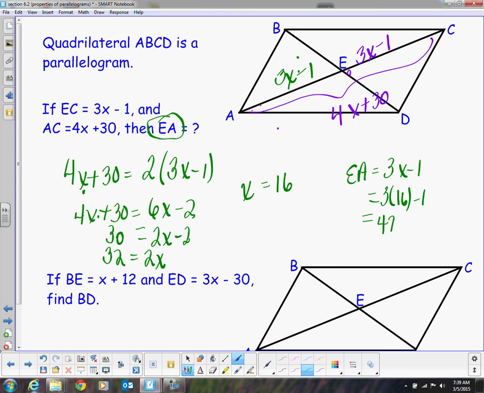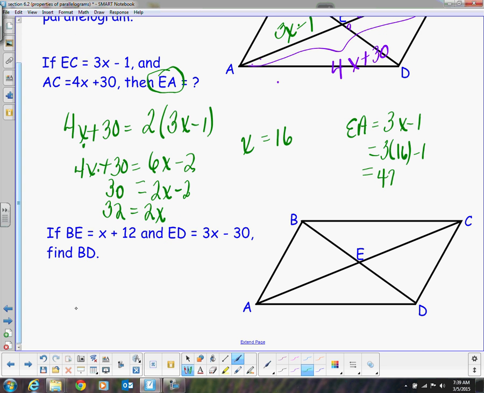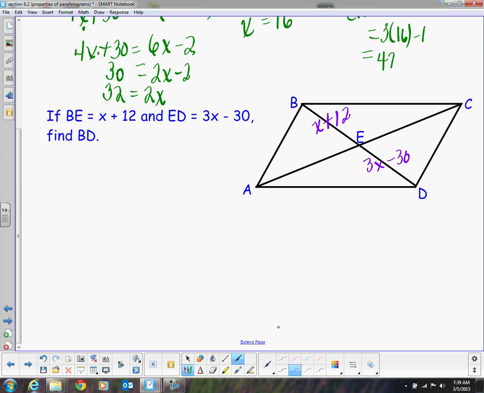All right. So let me see if there we go. So now we have BE to be x plus 12. We've got ED to be 3x minus 30. Carlin, what equation are you going to set up for that one? Did I ask for the sum of the inside angles? X plus 12 plus 3x minus 30. Are those angles or are those sides?